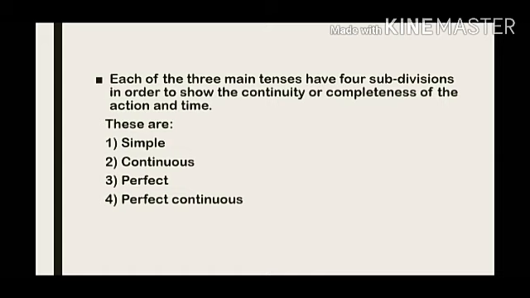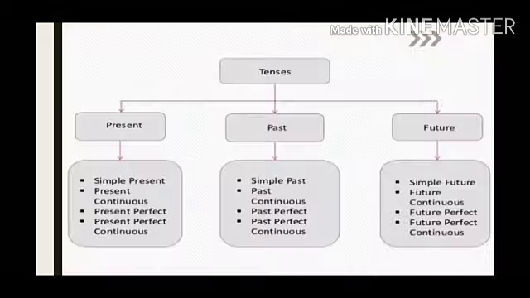Each of the three main tenses has four subdivisions in order to show the continuity or completeness of the action and time. These are simple, continuous, perfect, perfect continuous. Look at the table carefully. This table will help you to memorize all the subdivisions of the tenses. Please study it thoroughly.